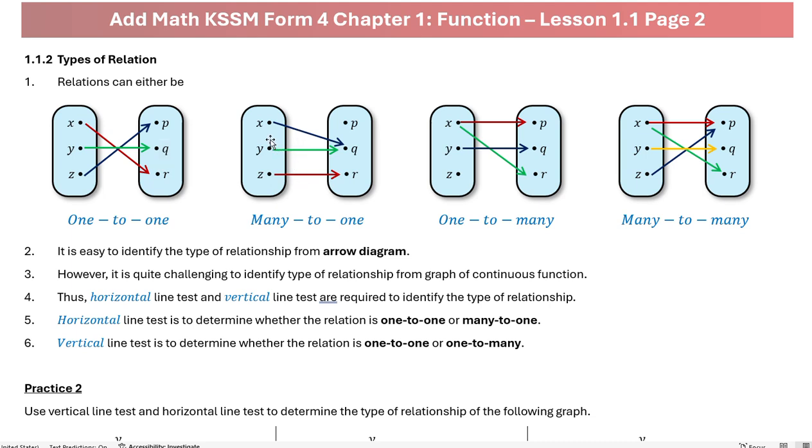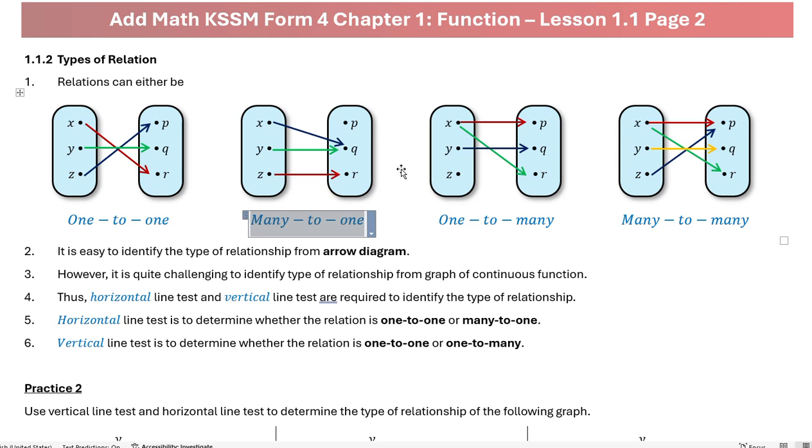arrows show the relation of many objects pointing to one image. So once we got both 1 to 1 and many to 1, the relation is considered as many to 1. No need to write both.